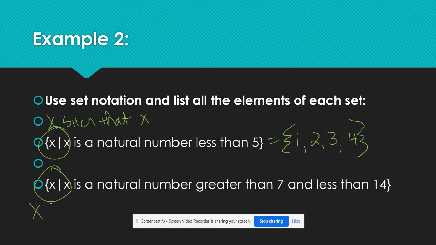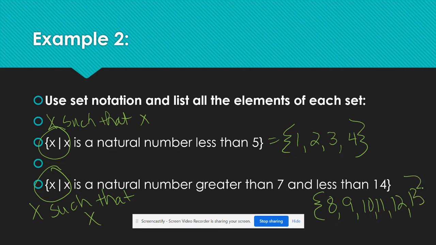We have x such that x is a natural number greater than 7 and less than 14. Remember, it didn't say greater than or equal to or less than or equal to, so 7 and 14 are not part of our answer. Greater than 7 is going to be 8, 9, 10, 11, 12, 13. And then we stop there because the next number would be 14.